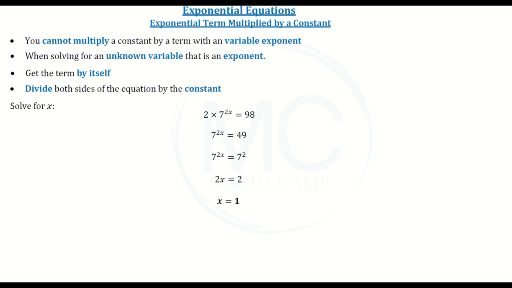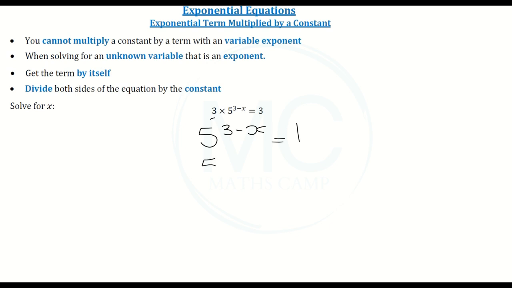Let's do another one. 3 multiplied by 5 to the power of 3 minus x is equal to 3. Here we have a constant of 3, so let's divide both sides by 3. On the left, we now have 5 with an exponent of 3 minus x. On the right, 3 divided by 3 is equal to 1. Now, from our rules for exponents, we know that any value with an exponent of 0 is equal to 1.